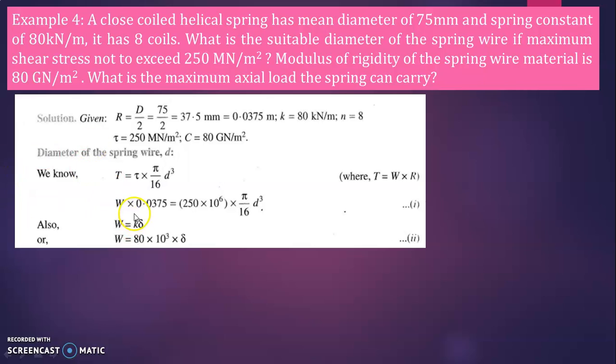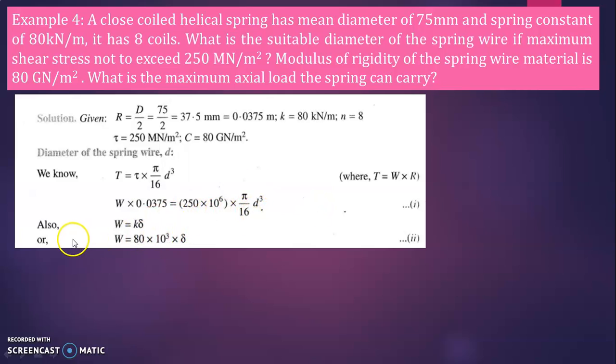So this becomes W into 0.0375 meters is equal to tau, which is 250 into 10 raised to 6 Newton per meter square, into pi divided by 16 into D cube. D we don't know, we have to calculate. So here two unknowns are there, W also, D also, so we cannot continue this. It is difficult to solve these two unknowns.